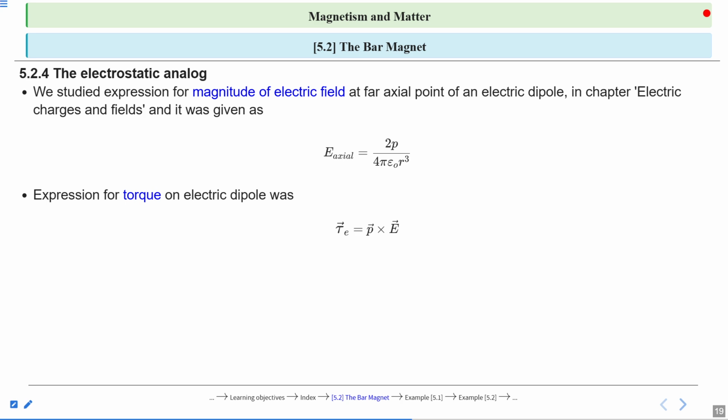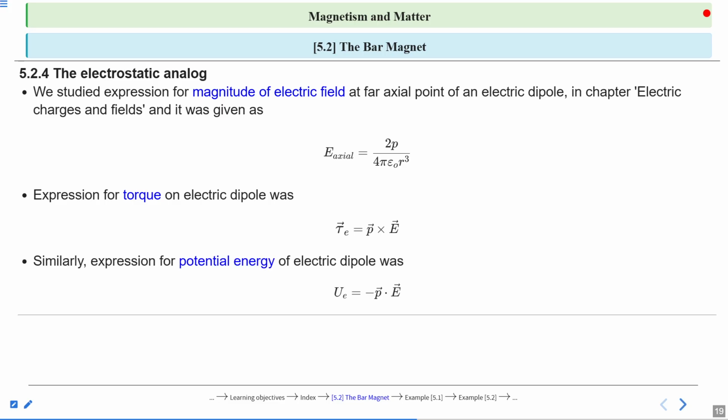The expression for torque on an electric dipole was tau E equal to P vector cross E vector. Similarly, the expression for potential energy of an electric dipole in the chapter Electric Charges and Fields, the electrostatic potential energy U E, is given by minus P vector dot E vector. Now similarly for magnetic field, these three formulas will be as follows.